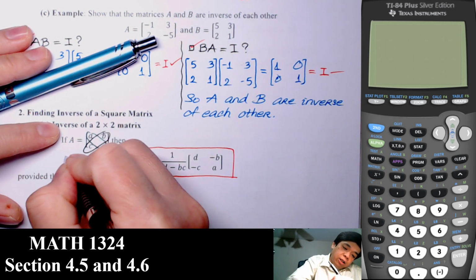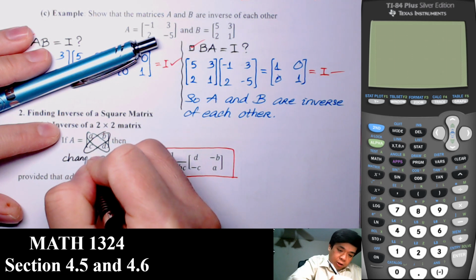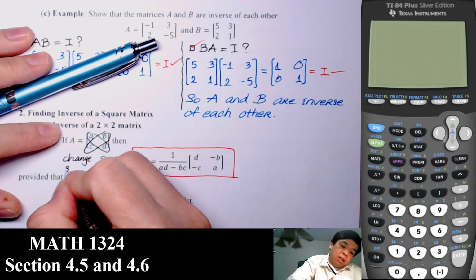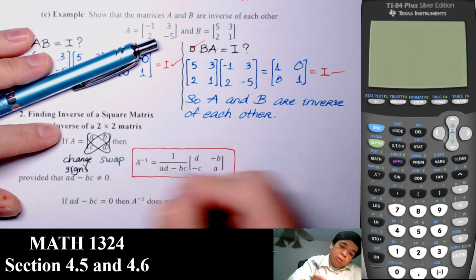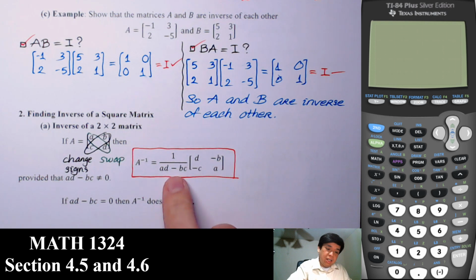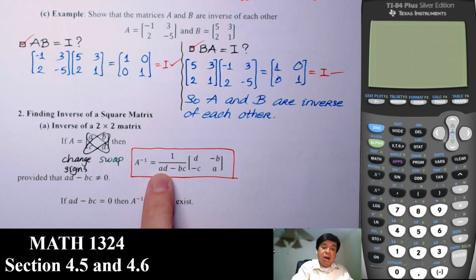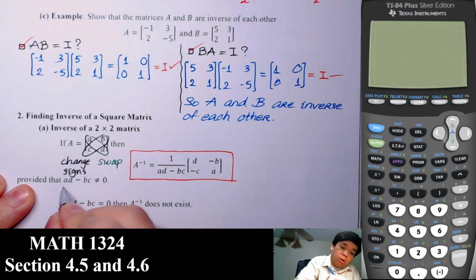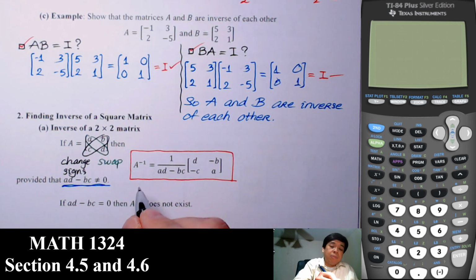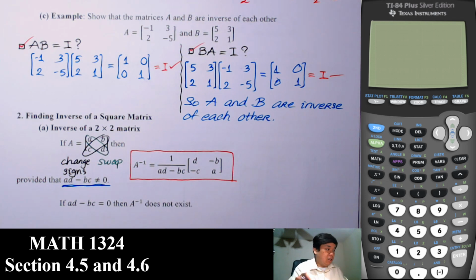So these two swap places, and these two change their signs, negative, negative. And then we multiply by 1 over AD minus BC. AD minus BC has to be not equal to 0, because if that is equal to 0, we divide by 0 and that is undefined. So if AD minus BC is not equal to 0, we have the inverse of a 2 by 2 matrix.